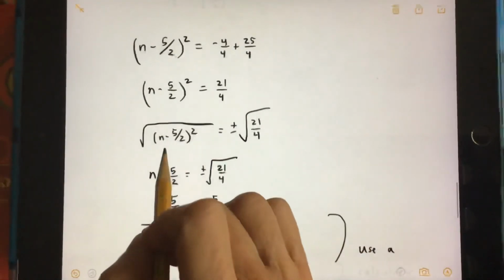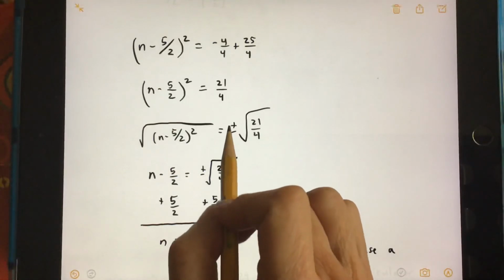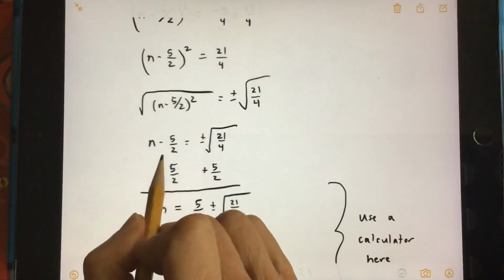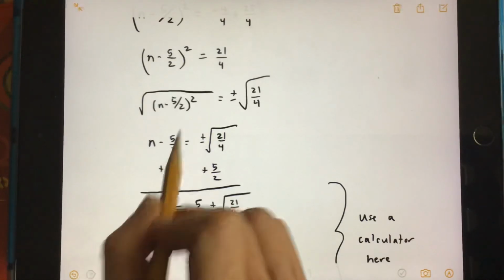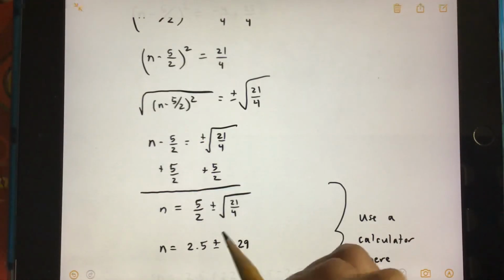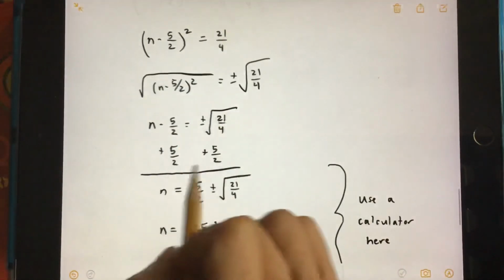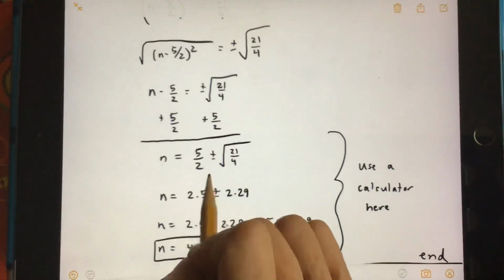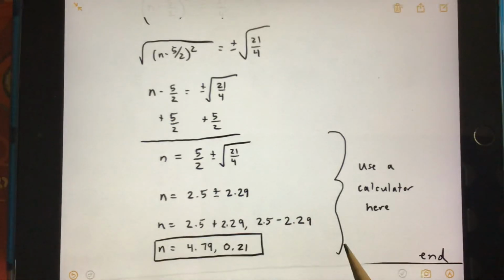Now I take the square root of both sides. Of course, I'm going to get a positive and a negative root. Next step, I am rewriting the left-hand side as n minus 5/2. The square and square root cancel each other out. And then I'm going to add that 5/2 to both sides. That's what I'm doing here. And the result is n is equal to 5/2 plus or minus the square root of 21 over 4.